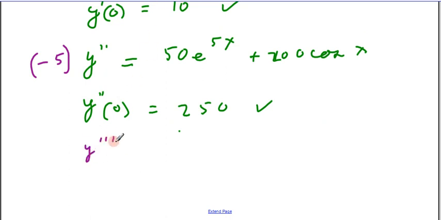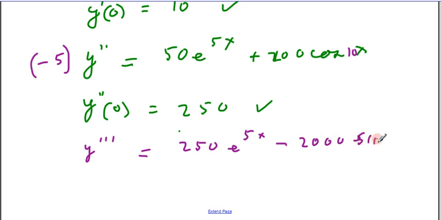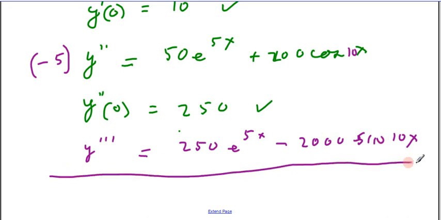Y triple prime: 250 e to the 5x. There's a 10 sitting there. Minus 2,000 sine 10x. And when I add all things together, I'm supposed to get 0. Well, I'm going to go in the back of the book. I do. The back of the book checks this problem, so I got it right. And that'll save me from doing all those weird things. Okay, one more.